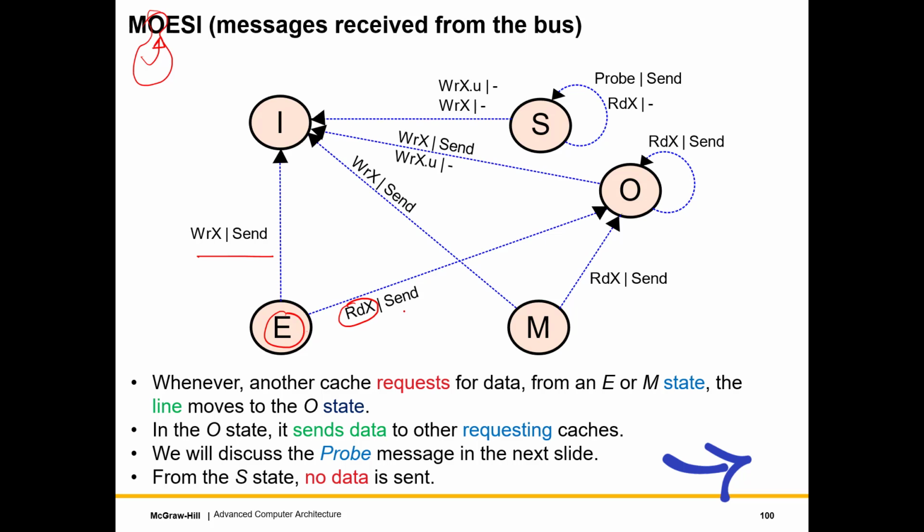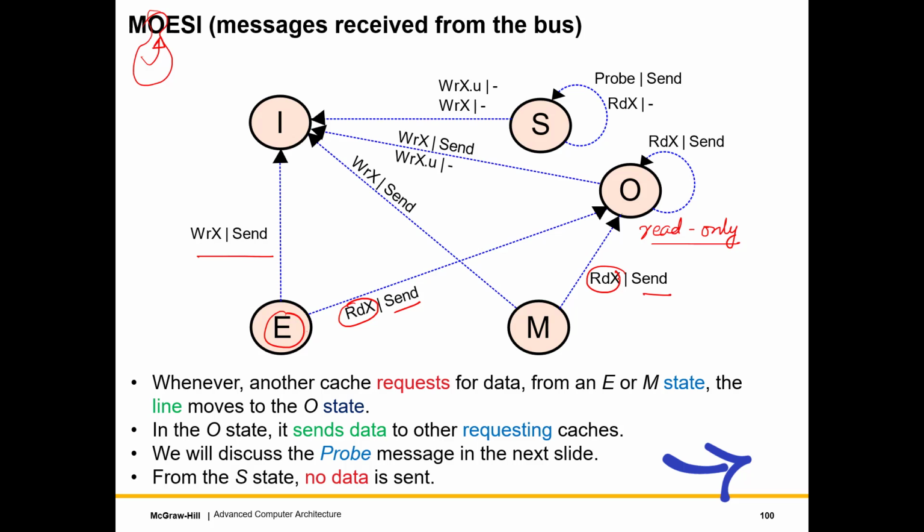Now, whenever there is a request, we send the data, and we make a transition to the O state, which means that this records the fact that the current cache is the owner of the block, right? It is true that multiple caches have copies of it, and that too in a read-only state. So the O state is a read-only state. You are not allowed to write, but that's not important. What is important is that the current cache is an owner.